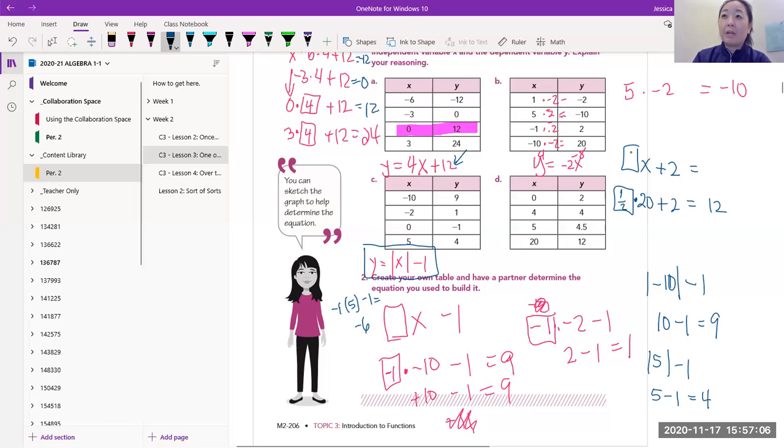So let's see if this works. I'm thinking maybe it's 1/2. So we're going to go with 5. Here's my 1/2 times 5 plus 2.